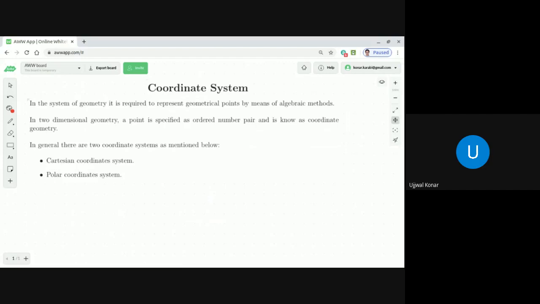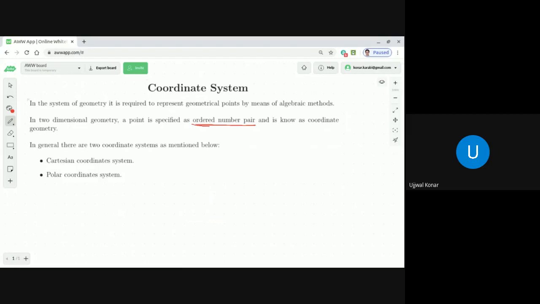Now, before I proceed further, you may have a question: sir, why is it an ordered number pair? The reason is very basic. If it is less than that, you cannot represent a point uniquely. Think about it, you are already aware of the Cartesian coordinate system to some extent from your previous years' classes.